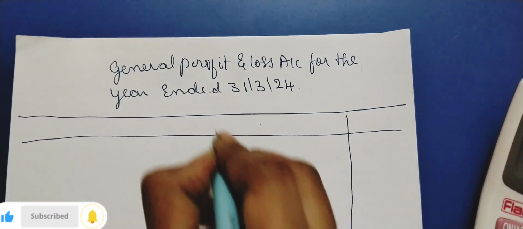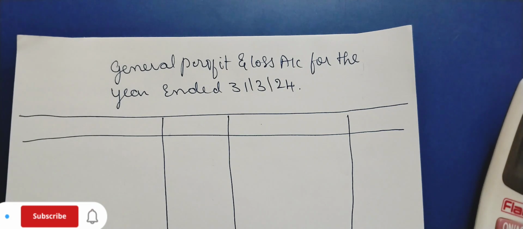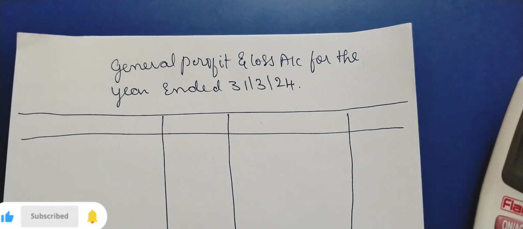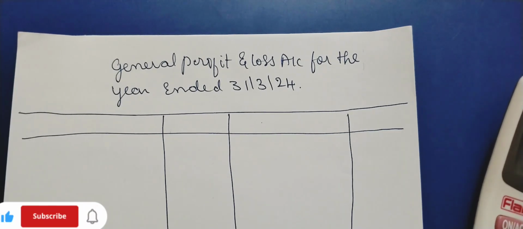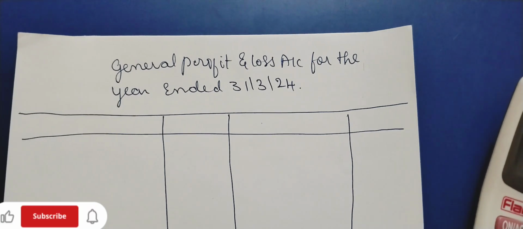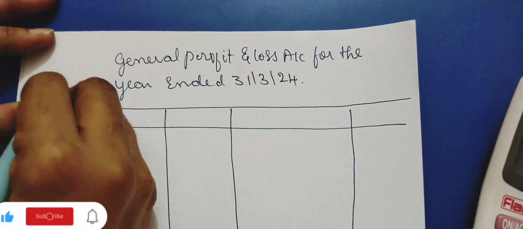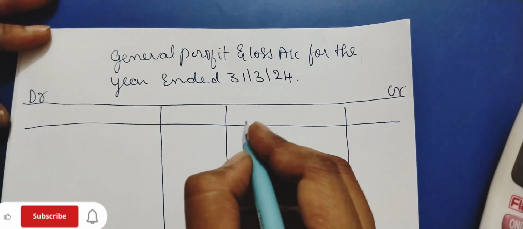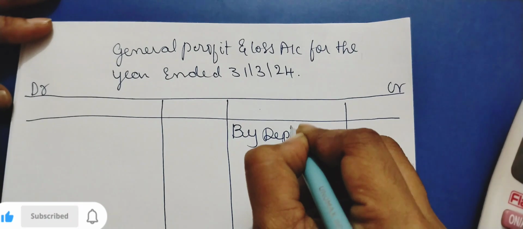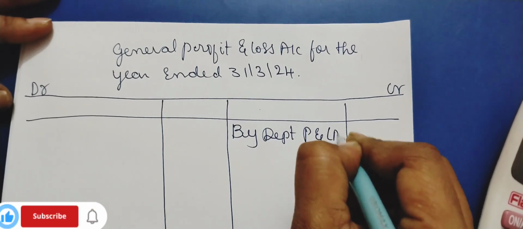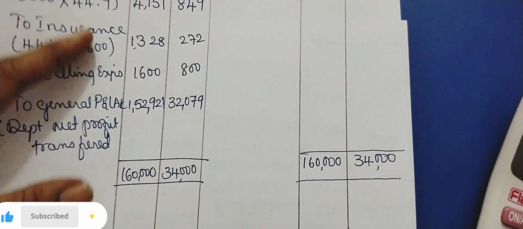Why are we preparing general profit and loss account? When any expenses, the common expenses, we are not able to allocate to the concerned department based on any proportion or any base apportionment of expenses, then those expenses we show under general profit and loss account. Okay, now first we will transfer the net profit by the departmental profit and loss account. Total of both the departments you need to take down here.